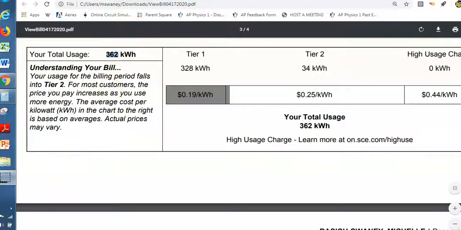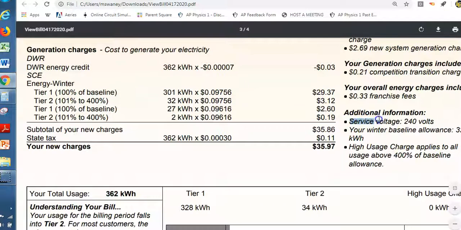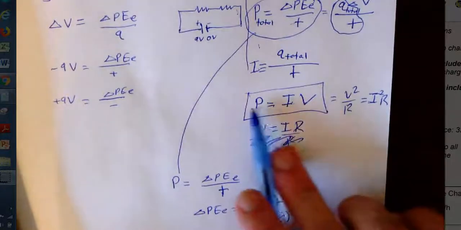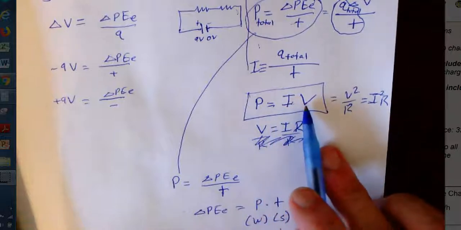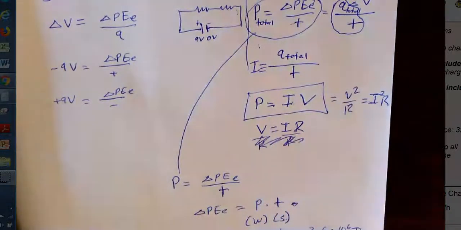You will notice something else here as well. If I go up here, it says the service voltage here is 240 volts. Okay, and we'll get to that in a second. A lot of people talk about it being 120, and it usually is 120. But you can get up to 240, and I was confused about this for years, but let's start with the 120 number first. We're going to take this P equals IV, and it'll probably be easiest to think about it as a V squared over R term.